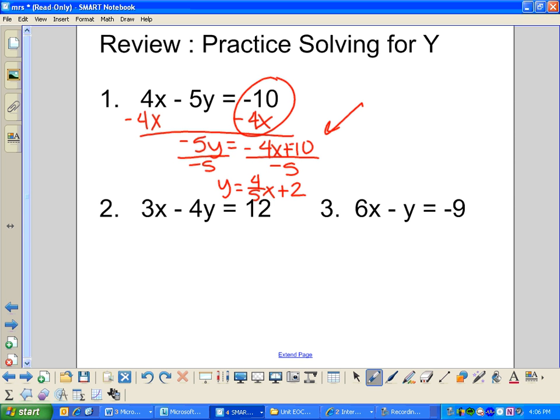I'd like you to do 2 and 3 on your own. Don't forget this -y is just like a -1y. Or minus y is like a -1y. And I will see you in class.